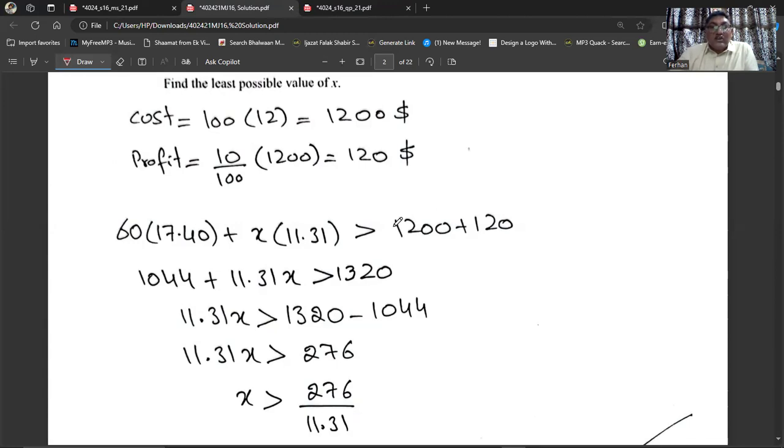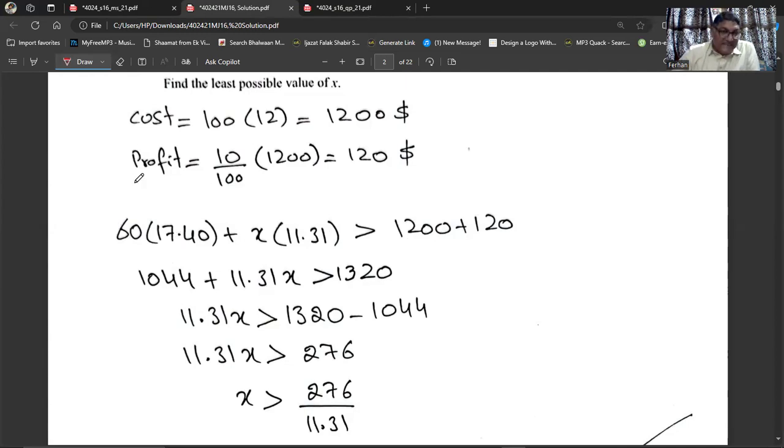So this is the cost price, and this is the profit. So the revenue will be more than the 10% of this cost. It means that his earning will be giving him at least 10% profit. So his sales are more than this amount. So his sales must be more than $1,320.